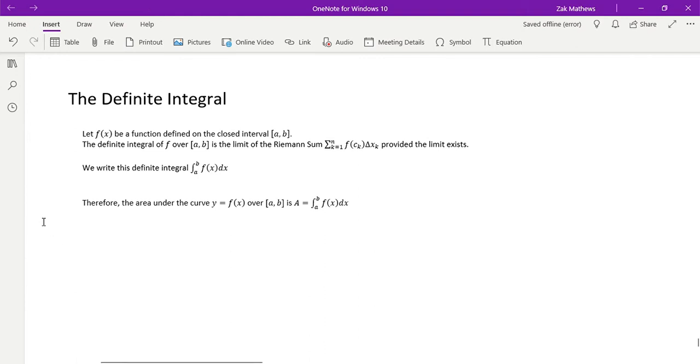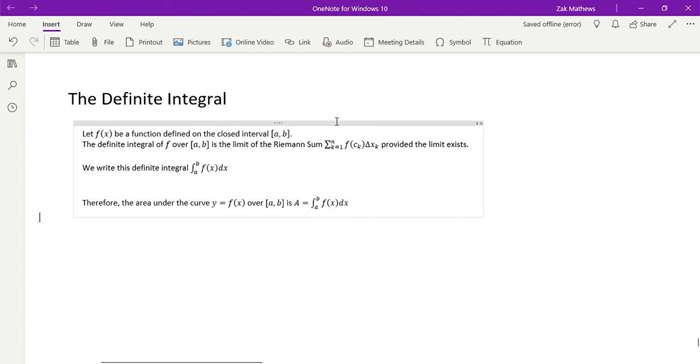Let's talk about the definite integral. Jump right into the definition. Let f of x be a defined function on the closed interval a to b. The definite integral of f over a to b is the limit of the Riemann sum, summation k equals 1 to n of f of ck times delta xk, provided the limit exists.